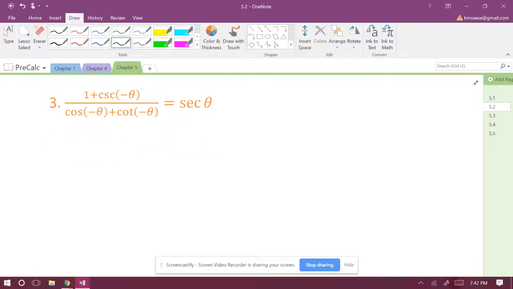So 1 plus cosecant of negative theta. So even and odd identities here. This is cosecant of negative theta over cosine of negative theta. Cosine is even, so it's equivalent to cosine of theta. Cotangent of negative theta is negative cotangent of theta. All right, this one is a little trickier. So I'm going to put everything in terms of sine and cosine.